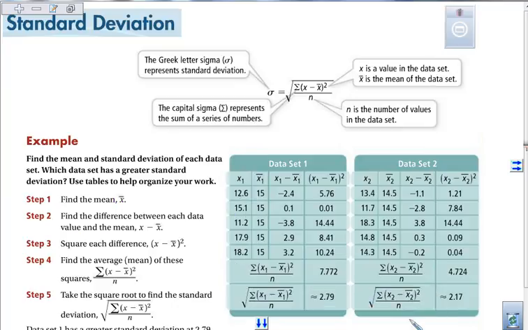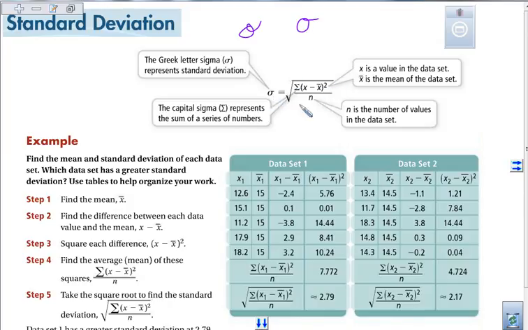The next thing we're going to look at is standard deviation. The Greek letter sigma represents the standard deviation. What I like to do is draw a 0 and then just kind of loop it over, and it should be more of a straight loop. So that's sigma, so that represents standard deviation.